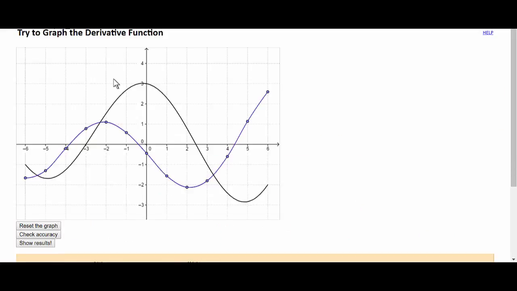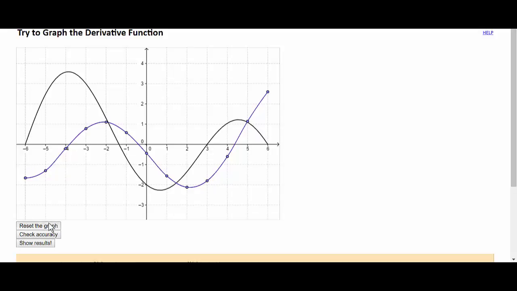This thing is GeoGebra. I need to put this on D2L. This is actually a good thing to mess around a little bit with. So I'm going to just show you one more time on this.